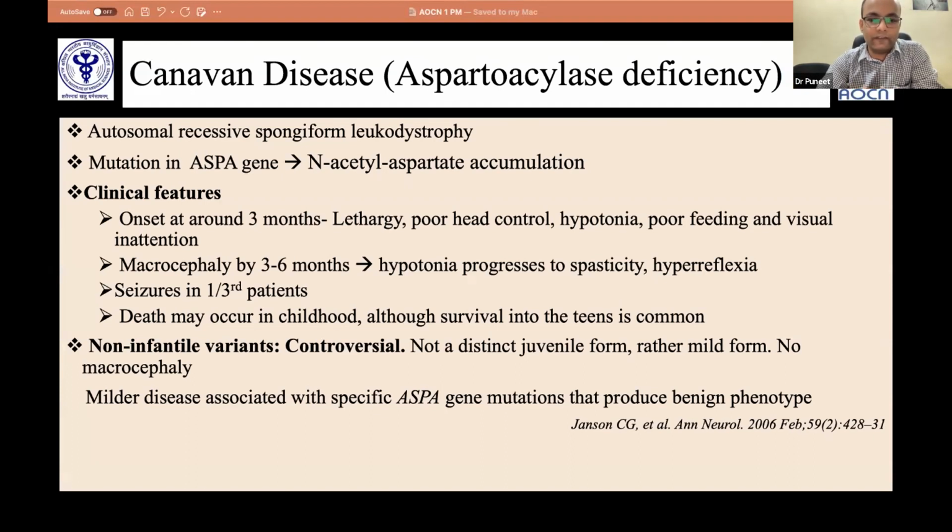There will be hypotonia, which progresses to spasticity and hyperreflexia. Seizures are common, seen in one-third of the patients, and death may occur in childhood, although survival into the teenage years is common because of the improved supportive care.